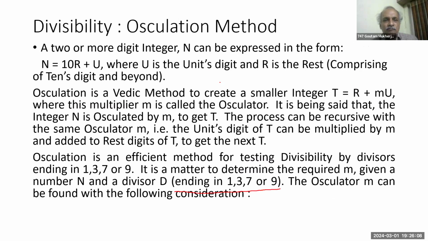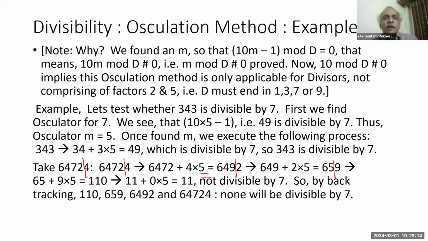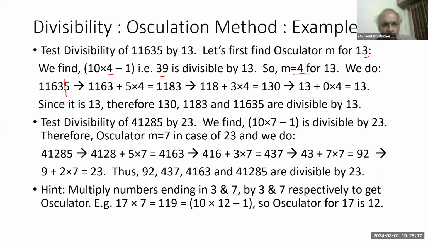Now, ending in 1, 3, 7, 9. It's a good question, so that you are attentive. If you have any doubt, you can ask anytime. Now for 13, take 11635. So 1163 plus 5 into 4, because 4 is the oscillator, becomes 1183. Again we cut. So 118 plus 3 into 4 is 130. And 130 is actually divisible by 13, we can see directly 13 into 10. So you need not go to the next step. Whenever you see that it is directly divisible, you leave that, so all these numbers are divisible by 13.